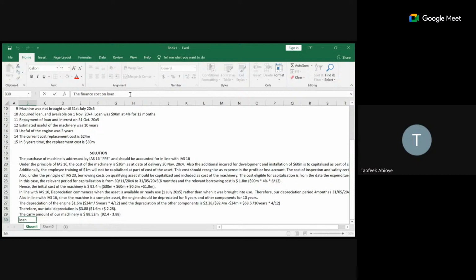It's not up to 12 months. So the repayment of the loan, look at it. The loan was repaid on 31st October 20x5. So as at 31st October, it is going to be 12 months. So, finance cost on loan.